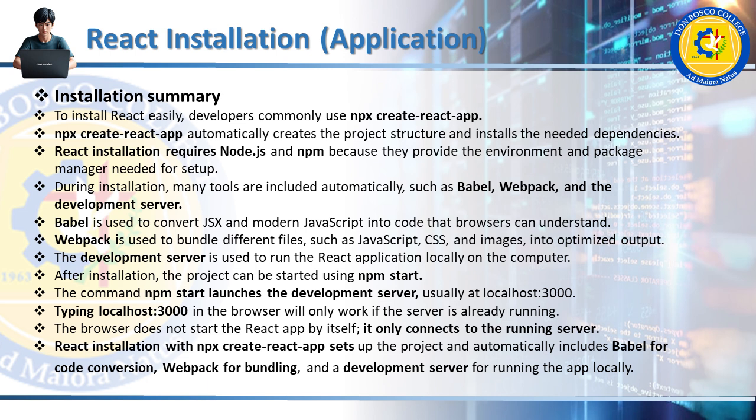Babel is used to convert JSX and modern JavaScript into code that browsers can understand. Webpack is used to bundle different files, such as JavaScript, CSS, and images, into optimized output. The development server is used to run the React application locally on the computer. After installation, the project can be started using npm start. The command npm start launches the development server, usually at localhost 3000.